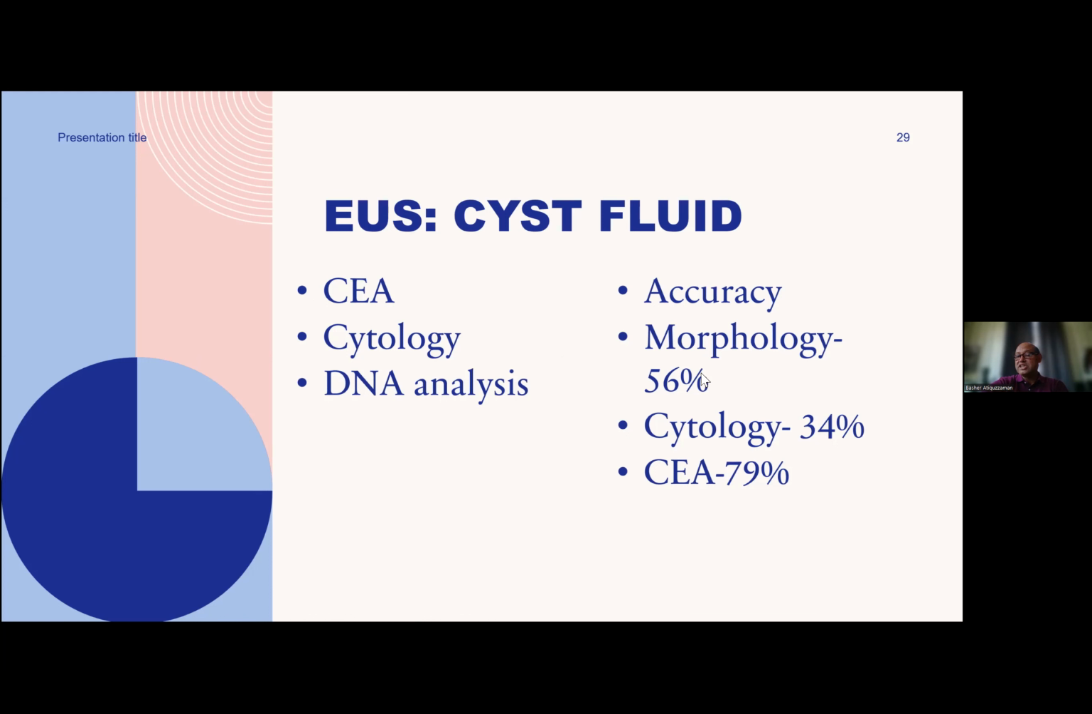When you only do a morphological exam, the yield is only 56%, but you can add 34% on top of that when you do cytology with morphology. When you also add CEA with that, you can reach almost up to 90%. If you add only morphology and CEA concentration, it's as good as 90%. And if you put all three together, it can go up to 90%. So just a morphological diagnosis of EUS is not enough. You have to do fluid collection if it's more than 3 centimeters. And also you have to measure all these three things to get the best yield. That is one of my points.